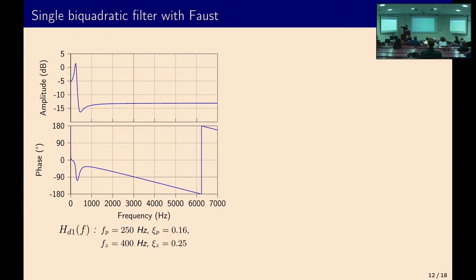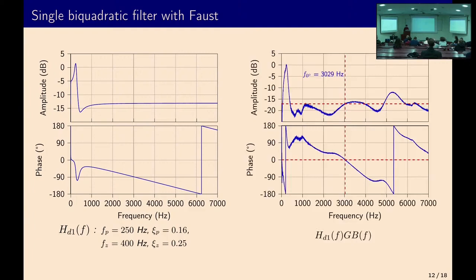Still doing the amplification in the low frequency, but you see on the phase response that now we have a slope, and this slope corresponds to the 80 microseconds of latency. So now if we introduce this first digital filter inside the feedback loop, we see that the unstable frequency is shifted to 3000 Hertz, more or less, which is lower than the previous one.